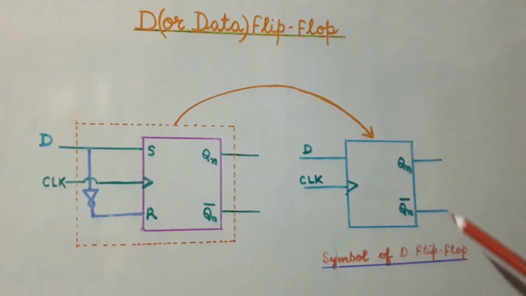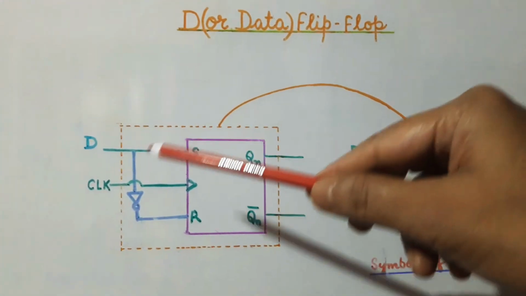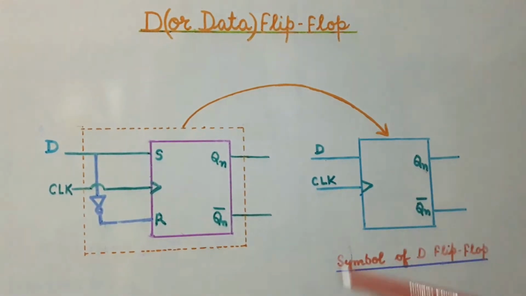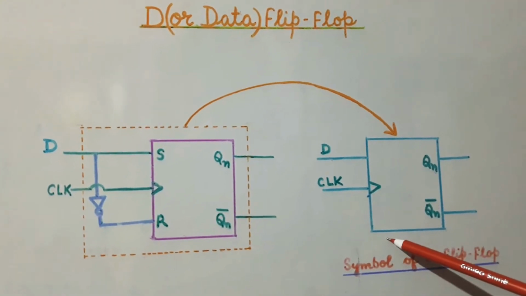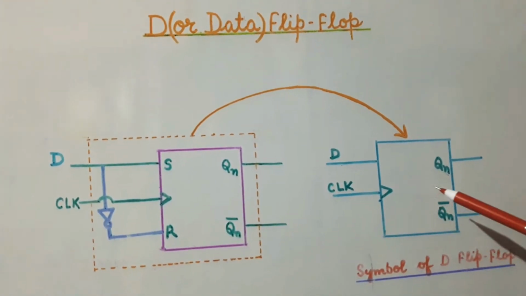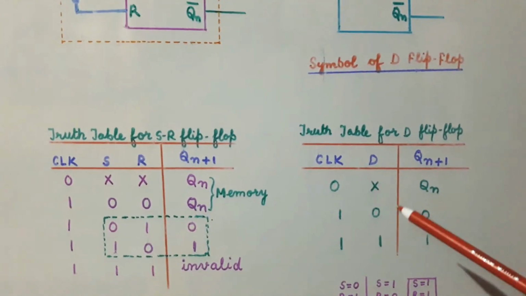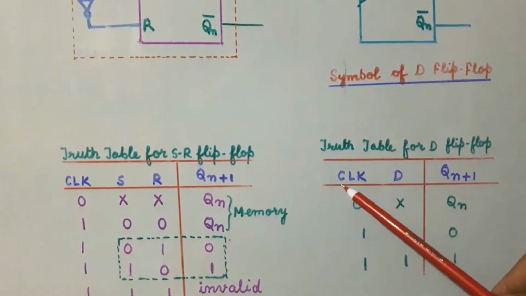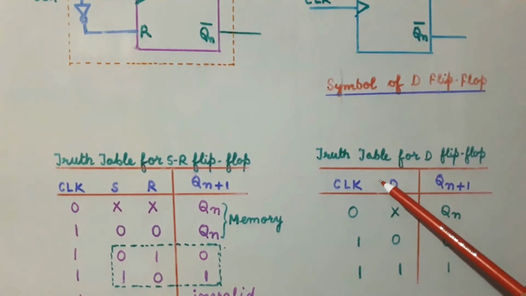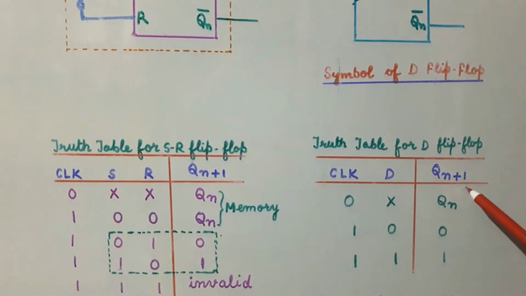So we can make the D flip-flop like this. The entire circuit has been replaced by a single box, means this entire circuit is inside this box. Now let us find the truth table of this D flip-flop. We find that this is a very simple table in which we find that there is a single input D and there is a clock as the two inputs to this flip-flop, and Qn plus 1 is the output of this D flip-flop.